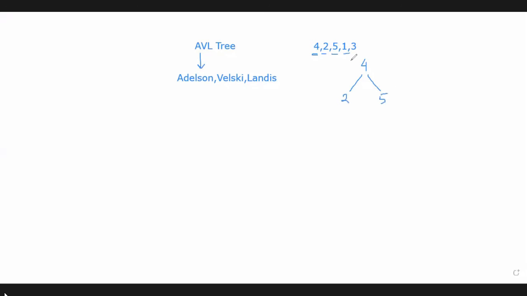Now the next node is 1. At first compare it with 4. It's less than 4, so go to the left subtree. Here in the left subtree there is a node 2, so again compare 1 with 2. 1 is less than 2, so it will be added as the left child of 2. Now the next node is 3. So where can we insert it? In the right subtree of 2. So this is a binary search tree where all the nodes in the left subtree are less than the root node, and in the right subtree 5 is greater than 4.